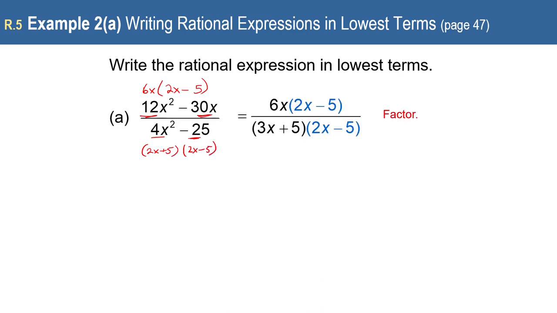So this simplifies as 6x times 2x minus 5 on the top. And on the bottom we have 2x plus 5 times 2x minus 5. Notice that we have a common factor of 2x minus 5 in both, so we can divide those out. And our final solution is 6x over 2x plus 5.